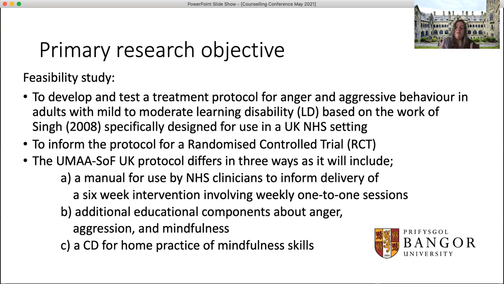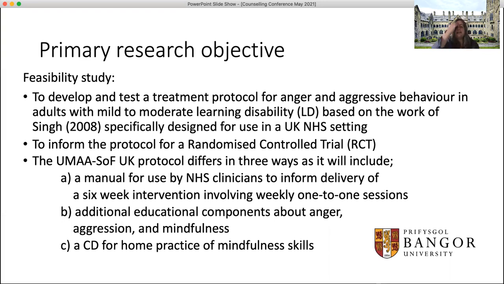So we named the project UMA, okay, so using mindfulness for anger and aggression. That was the acronym that we used, basically. Now, this differed to the US soles of the feet protocol in 3 key ways, okay? So we had a manual, okay, which helps with people following the same process, so every clinician uses the same process. And that was designed to inform delivery of a 6-week intervention where there were one-to-one sessions.